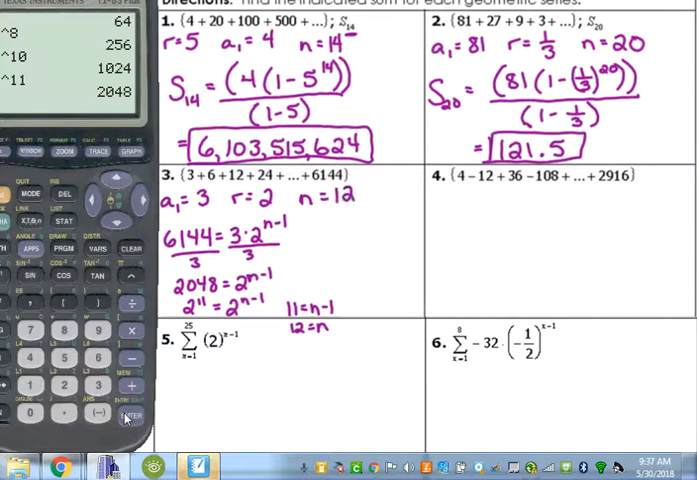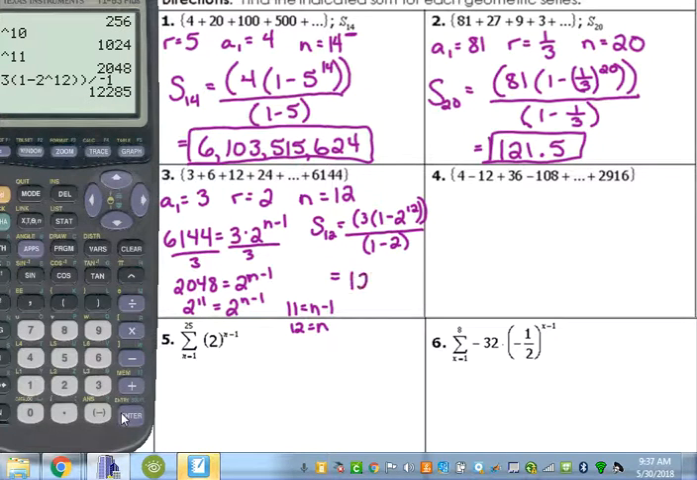So N is 12. So now we can find the sum, which is what they were really wanting us to find. It is the first term times 1 minus the common ratio to the nth. We had to figure that out, the 12 over 1 minus the common ratio. So our sum is 12,285.